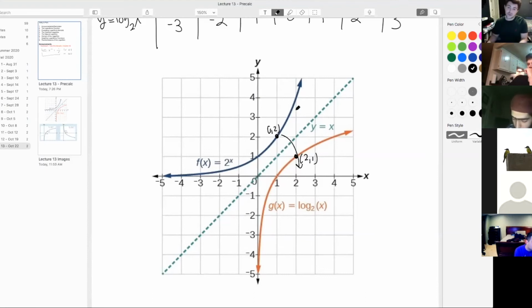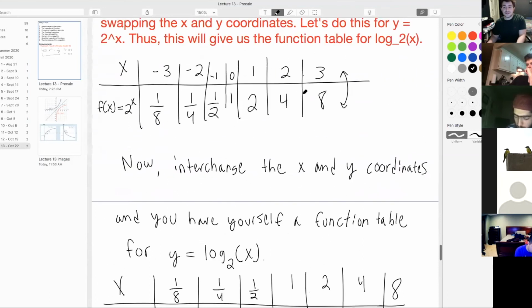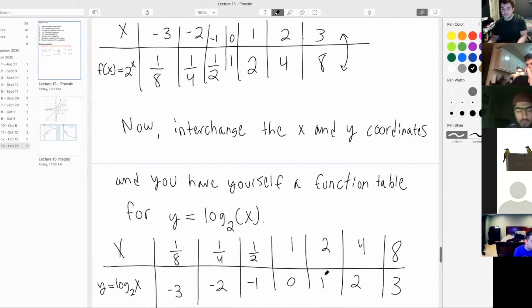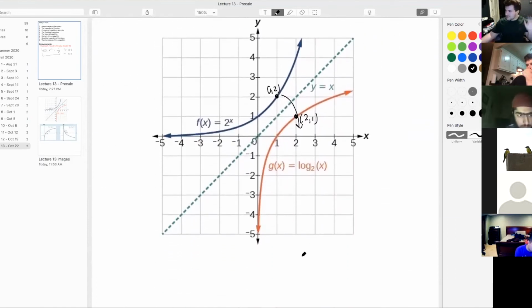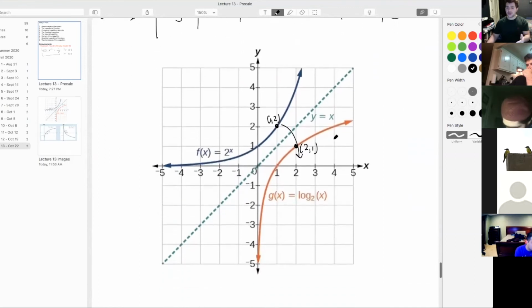So (1, 2) goes to (2, 1), and that's what we did on the function table here. (1, 2) to (2, 1). Got it. All right, awesome. So that's what it looks like. So the orange, by the way, just to reiterate, that's the logarithm graph. Okay. All right. So where are we at now?